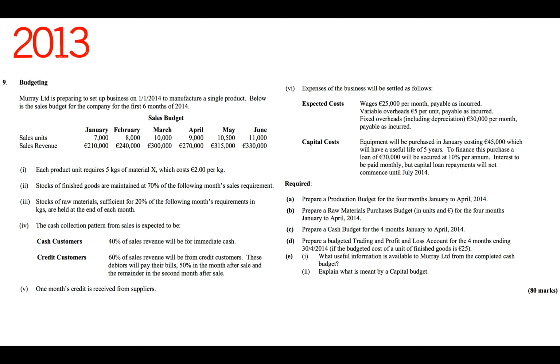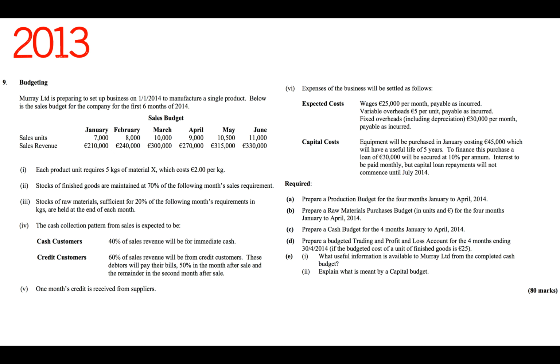Required: A. Prepare a production budget for the 4 months January to April 2014. B. Prepare a raw materials purchase budget in units and in euros for the 4 months January to April 2014. C. Prepare a cash budget for the 4 months January to April 2014. D. Prepare a budgeted trading and profit and loss account for the 4 months ending 30th of the 4th, 2014, if the budgeted cost of a unit of finished goods is €25.